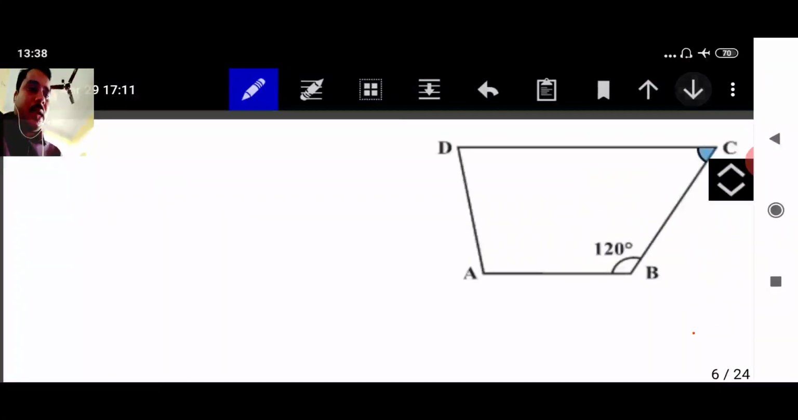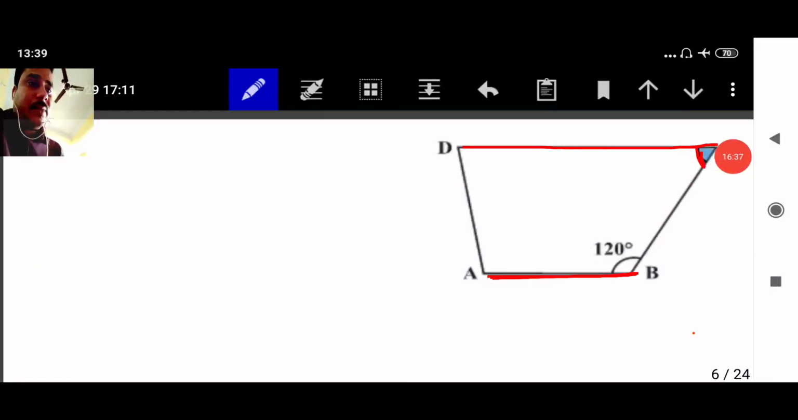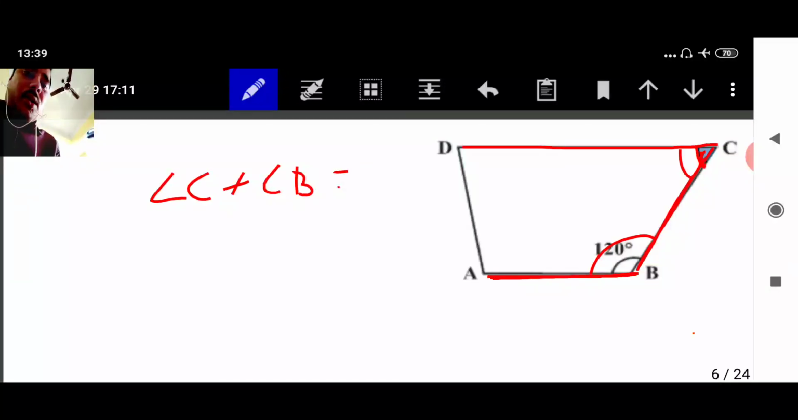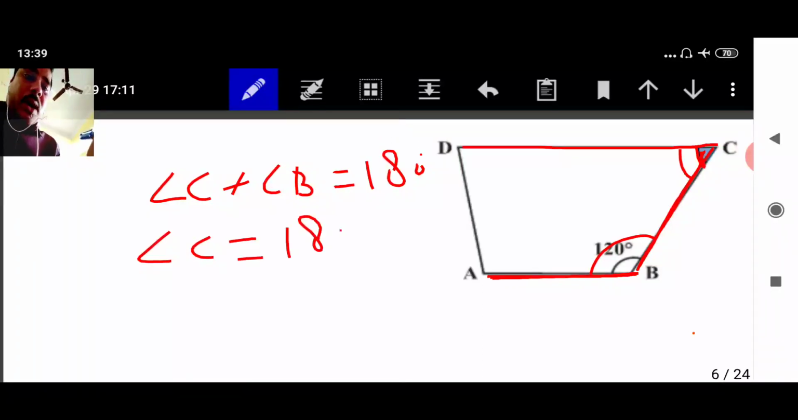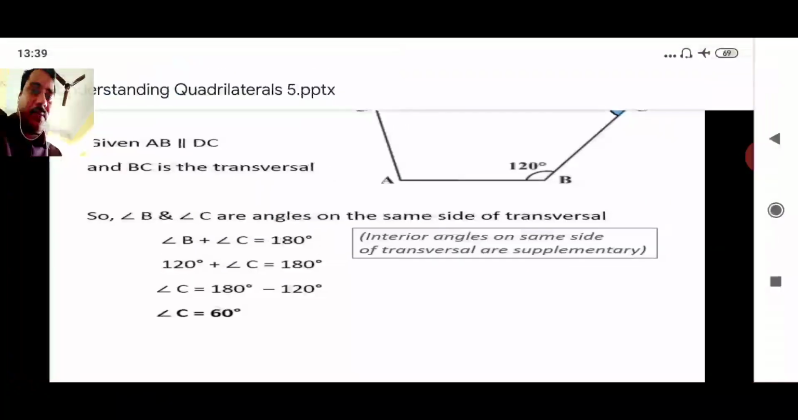Okay, AB parallel to DC, this line parallel to DC, and we want to find the angle C. So these are parallel lines, and this is a transversal. This line is a transversal line. So we know that this angle and this angle are on the same side of a transversal. So angle C plus angle B equal to 180 degree. Angle C equal to 180 minus 120, because the value of B equal to 120, hence angle C equal to 60 degree.